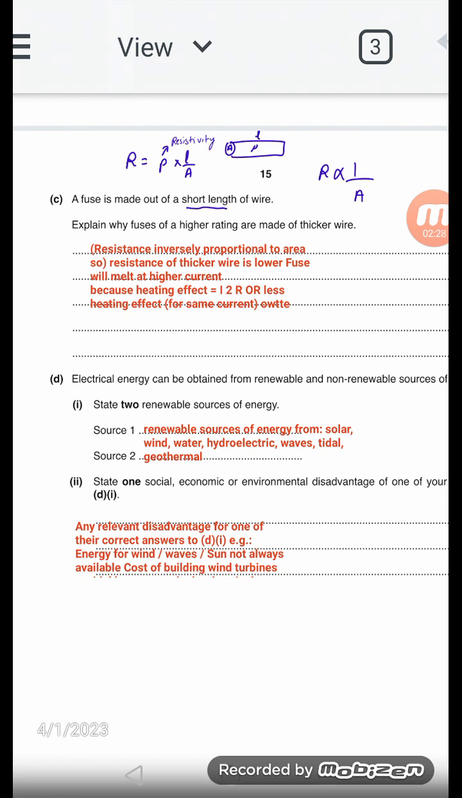If the wire is thicker, it means there is more cross sectional area. So with more cross sectional area, resistance will be what? Less. If one increases, the other will decrease, right? Now the area is increased, so the resistance will decrease.